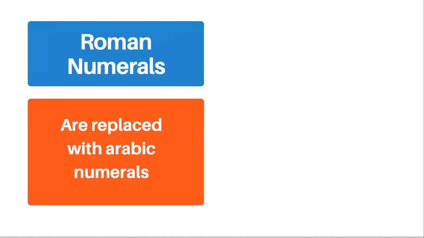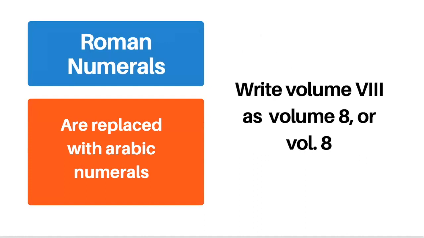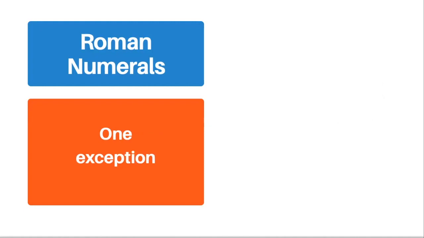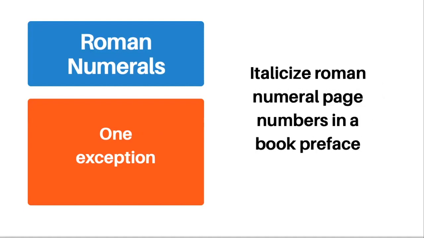Let's talk about Roman numerals. Roman numerals are replaced with Arabic numerals when citing volume numbers and publication dates. So write volume Roman numeral 8 as volume Arabic numeral 8, or abbreviated, volume 8. There is one exception to this convention. Do not replace Roman numeral page numbers from a book preface, and be sure to italicize Roman numeral page numbers in a book preface.